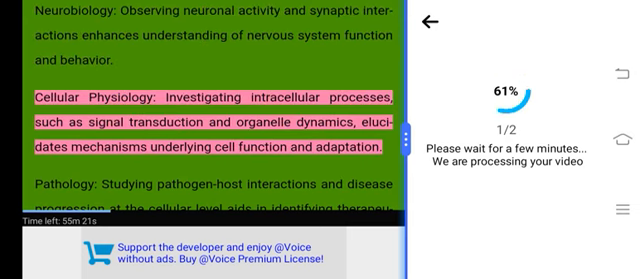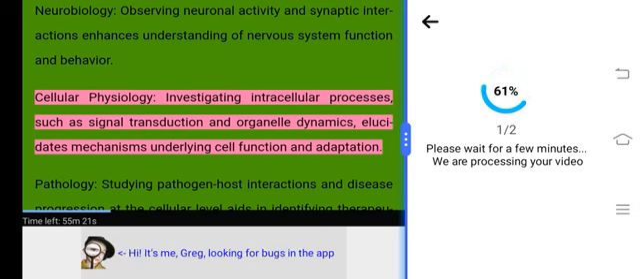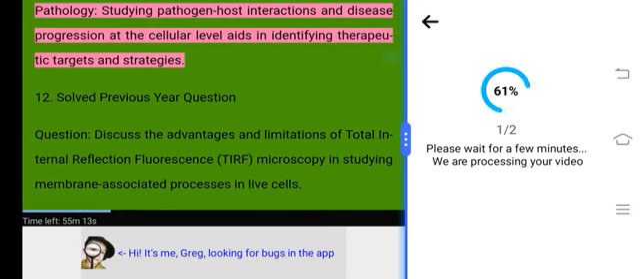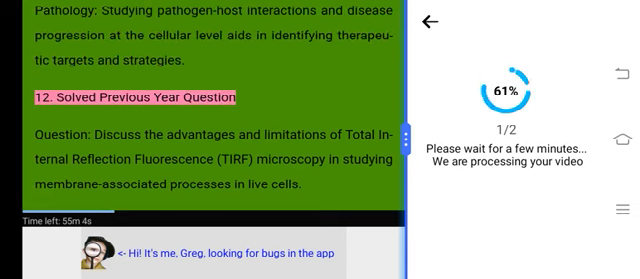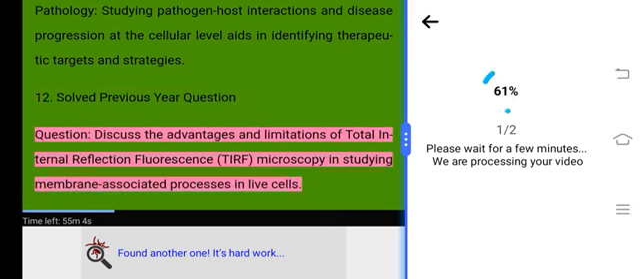Cellular physiology. Investigating intracellular processes, such as signal transduction and organelle dynamics, elucidates mechanisms underlying cell function and adaptation. Pathology. Studying pathogen-host interactions and disease progression at the cellular level aids in identifying therapeutic targets and strategies. 12. Solved previous year question.